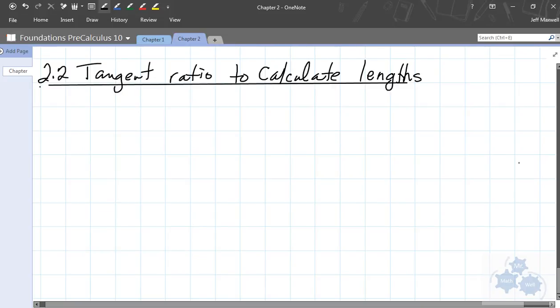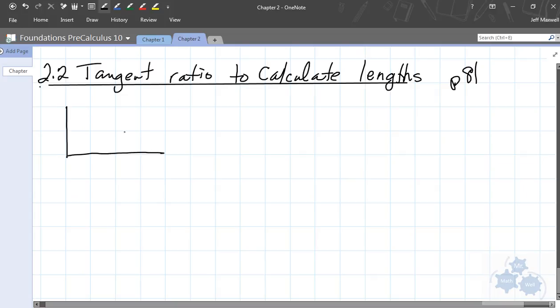Okay, so this is 2.2 in your textbook, page 81. What we're going to be doing is using the tangent ratio to calculate lengths. If we remember what the tangent ratio is, let's make a straight line here, somewhat.